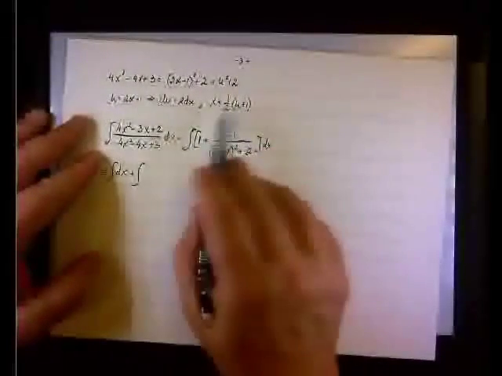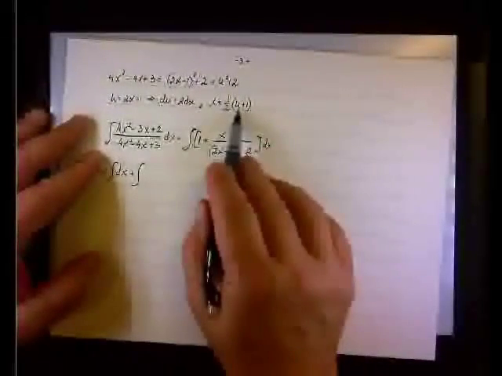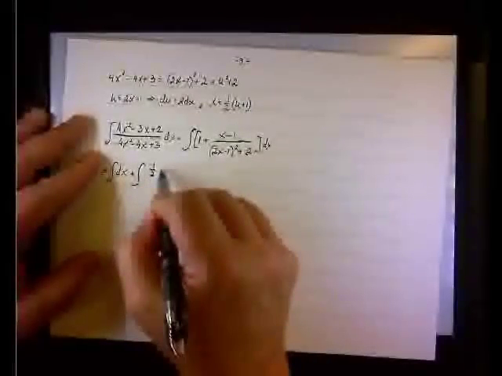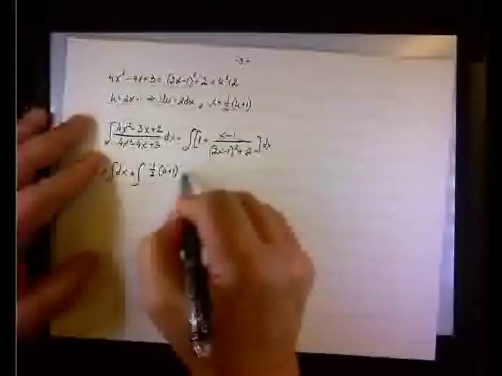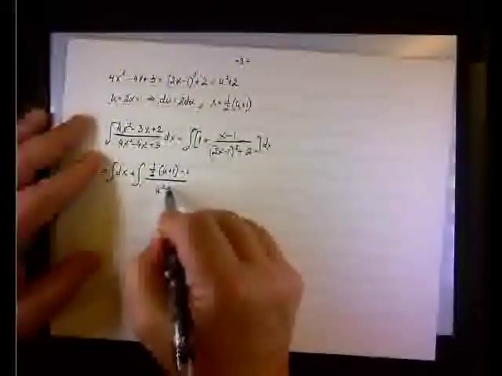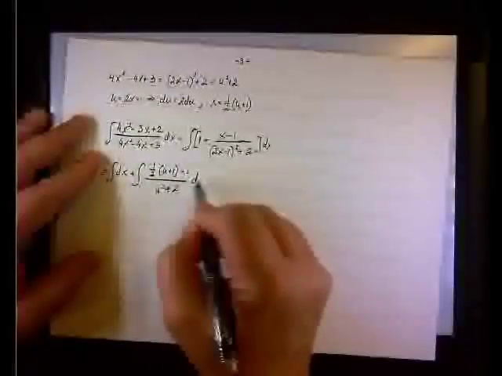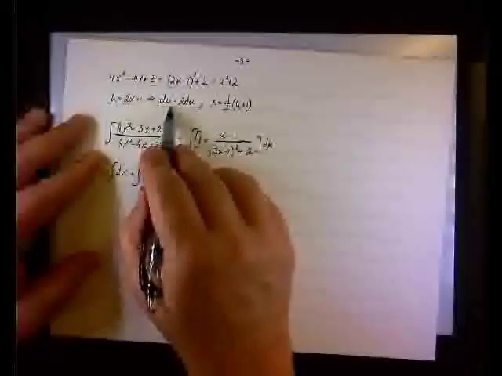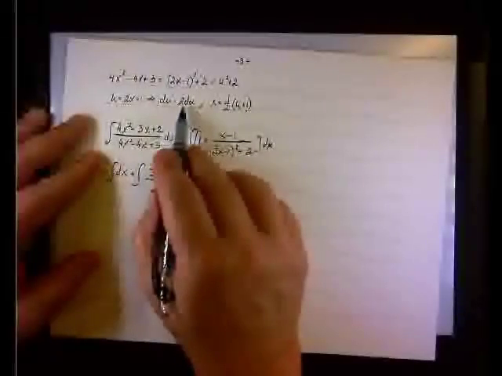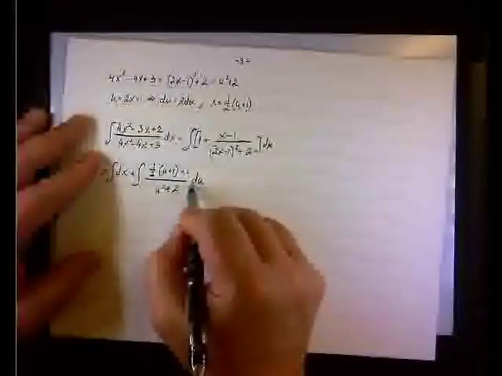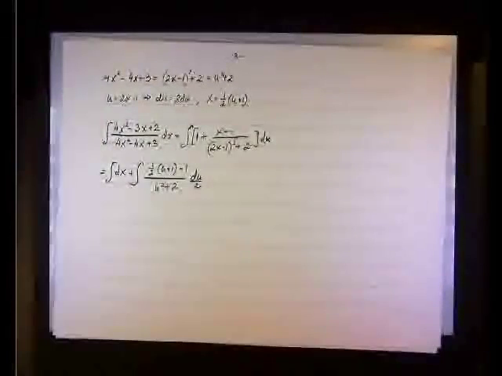And x minus 1, since x is 1/2 u plus 1/2, then x minus 1 will be 1/2 u plus 1/2 minus 1, like so. And here I have u squared plus 2. And instead of dx, remember dx is du over 2, so I'll have du over 2, like so.